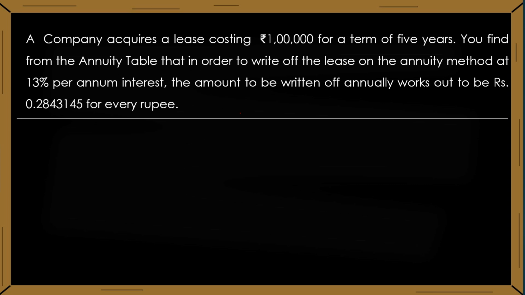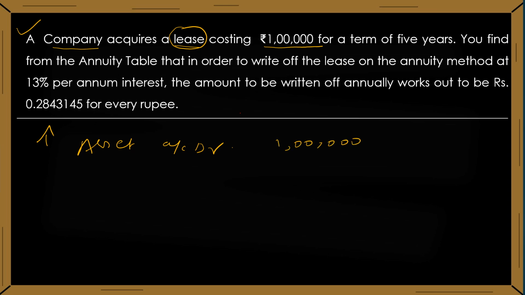See, this is the question and let us see step by step. A company acquires lease costing rupees 1 lakh. Here they have not used the word asset, they have used the word lease. Normally, when you buy an asset, the entry that you will pass is asset account debit. Since the asset value increases, it has to be debited. So you will debit asset. Amount is 1 lakh to bank.